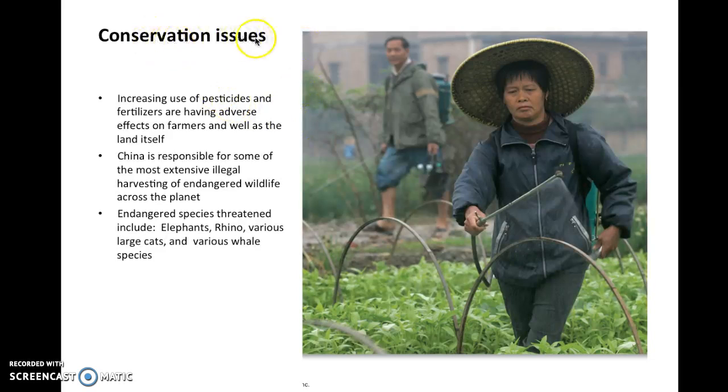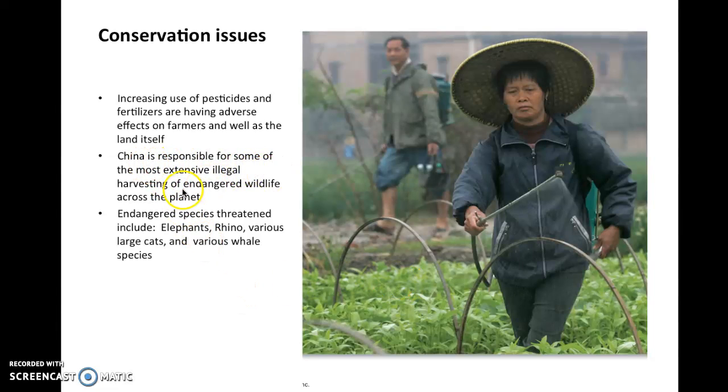And it's created a lot of conservation issues also. Increasing pesticides and fertilizers have adverse effects on farmers as well as the land itself. You see this woman walking around and she's spraying, I don't know, pesticides or insecticides. No protection whatsoever.